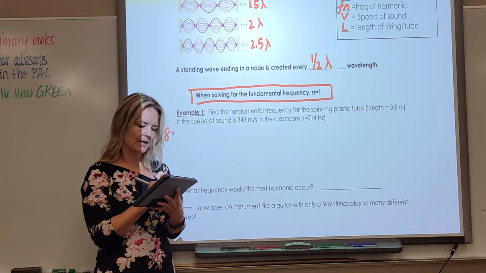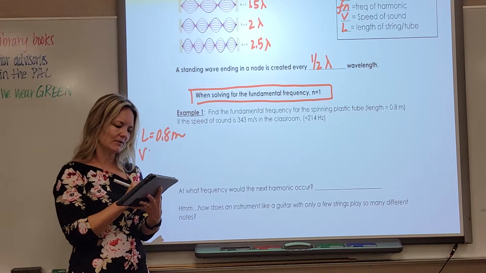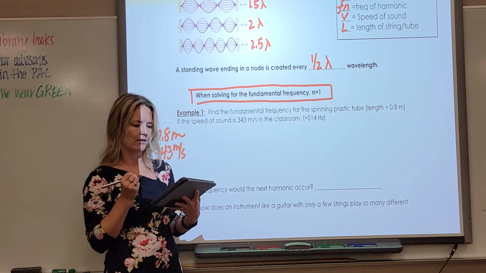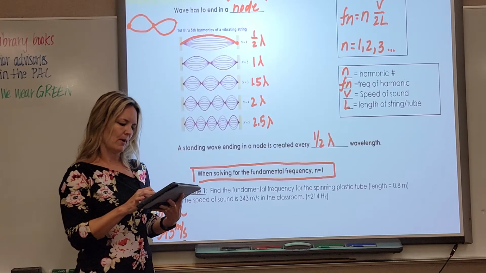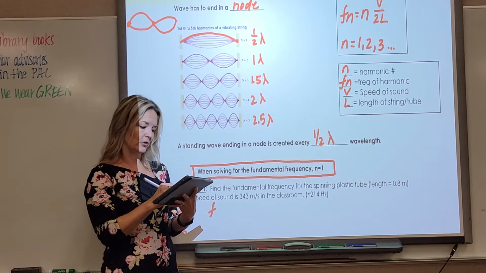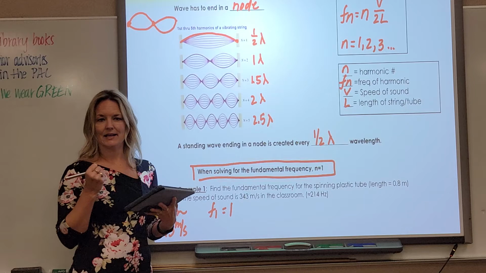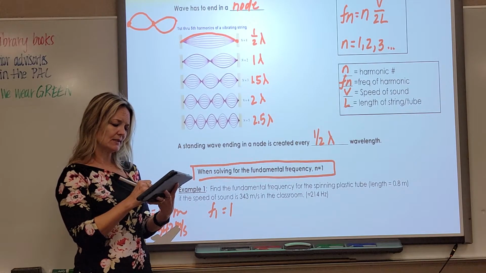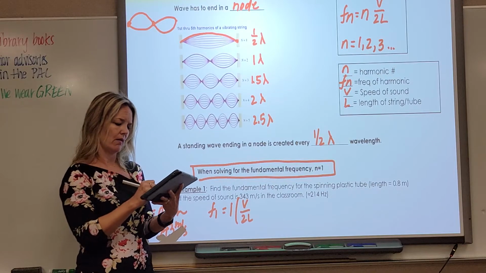All right, for our example, find the fundamental frequency for the spinning plastic tube that has a length of 0.8 meters if the speed of sound is 343 meters per second in the classroom. All right, so from up above, the frequency, we are looking for the fundamental frequency, which means N is equal to 1. Okay, you could leave it out, times V over 2L.